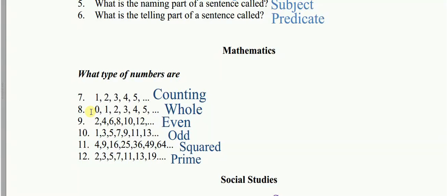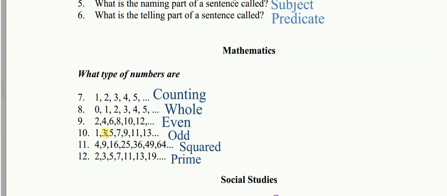Now we move on to our mathematics. What types of numbers are these? Number 7, 1, 2, 3, 4, 5, and so on. Those are counting numbers. What about 0, 1, 2, 3, 4, 5, and so on? Those are whole numbers. The difference being counting numbers start at 1 and whole numbers start at 0.